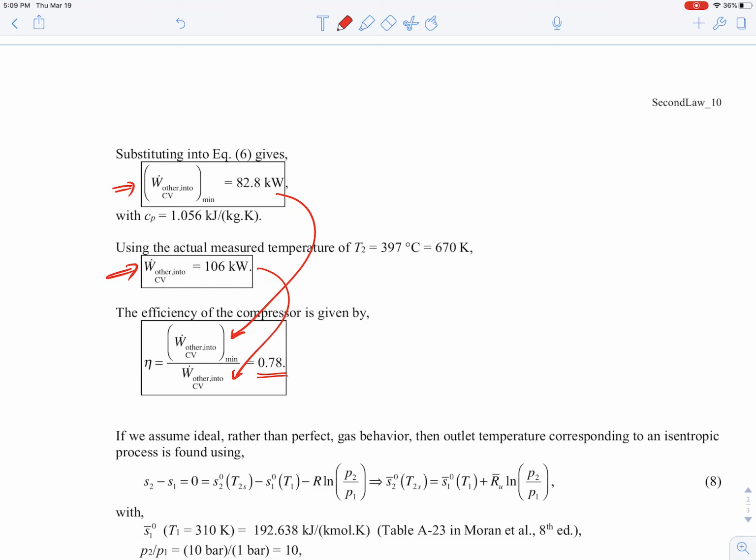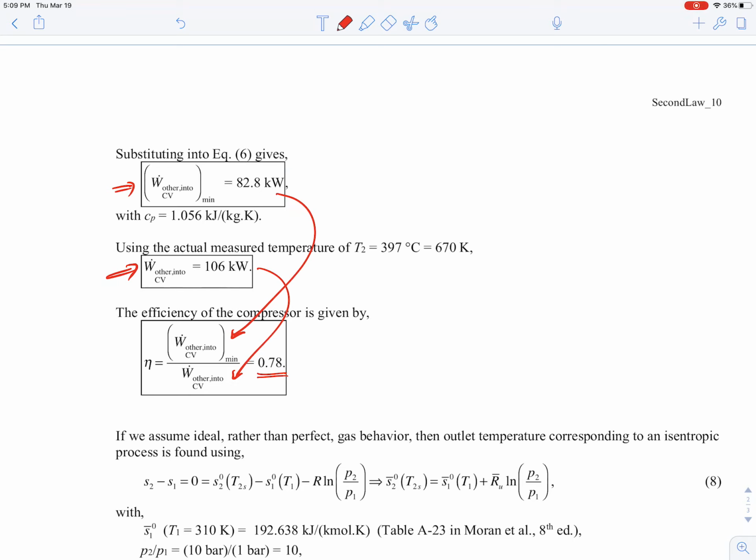Like in this case, it was the best case scenario for the minimum amount of power we would have to put into this compressor. So it gives us our target, what's the best case, and then we can always compare our real case to that target. So here we know that our compressor is really only operating at 78% efficiency. Perhaps we can do a little better, right? It gives us a way to determine how well we're operating.